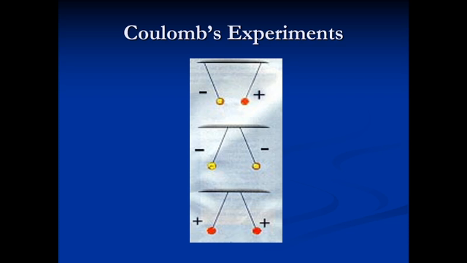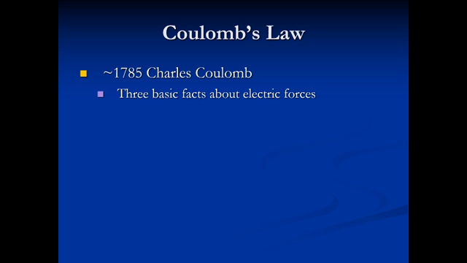But Coulomb's experiment was basically, he was taking known amounts of charge, or controlled amounts of charge, and using those to kind of figure out the nature of the electric force. So in about 1785, Coulomb figured out three basic facts by doing these experiments.